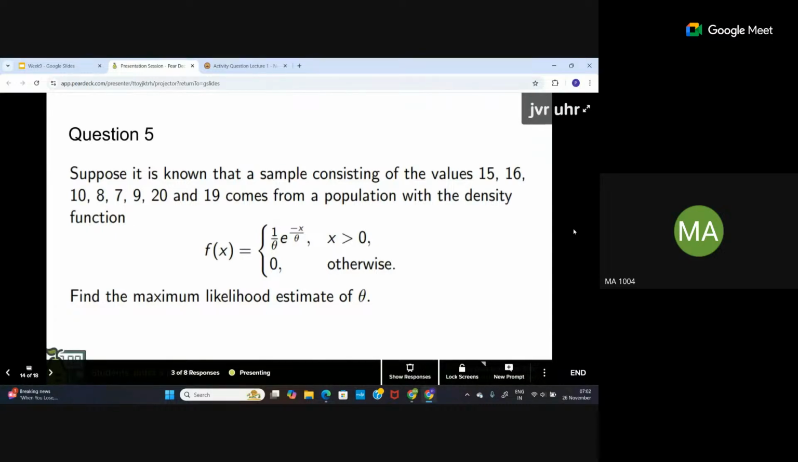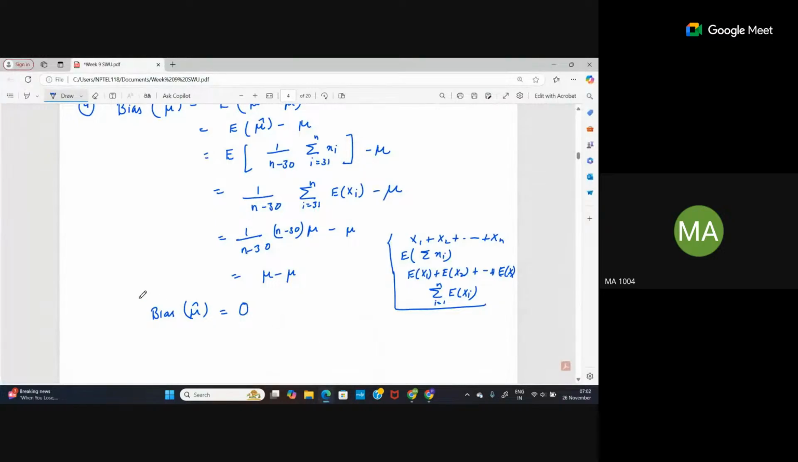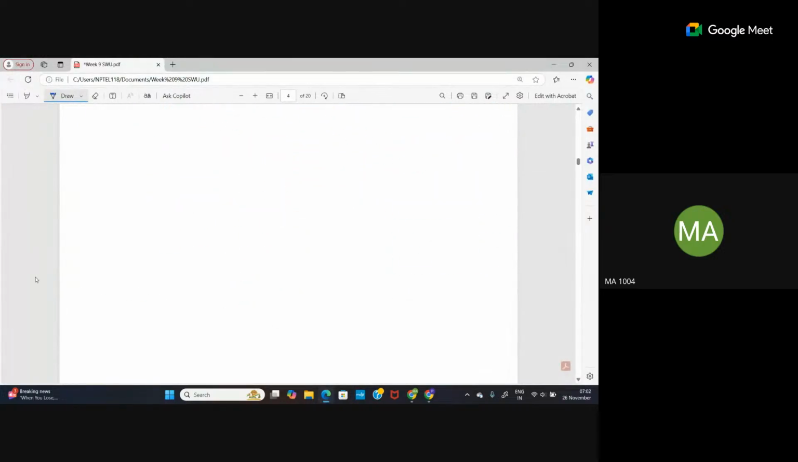Okay, so the question is, suppose it is known that a sample consisting of these values is coming from this density function, so we have to find out the MLE of theta. So the same process we have to follow here also. So f(x) is given to us, so it is 1 upon theta exponential to the power minus x by theta, right?